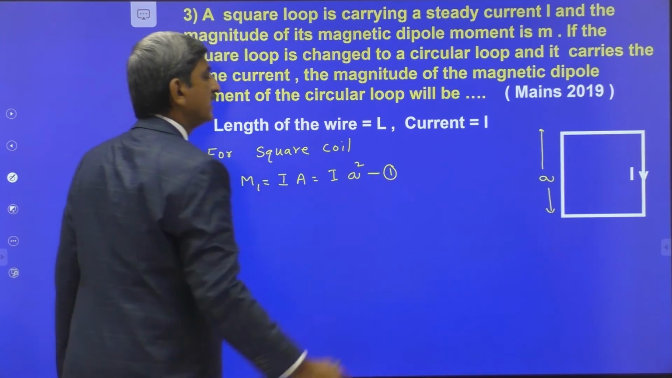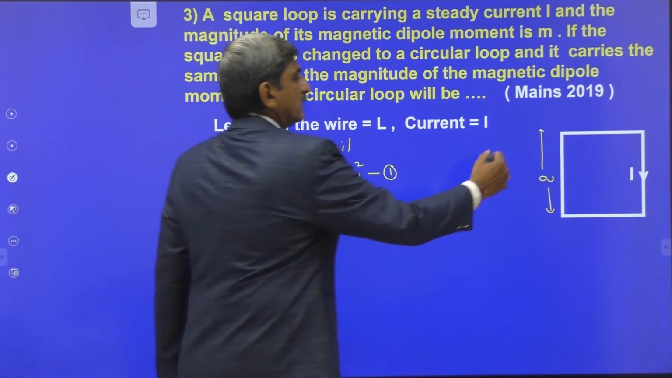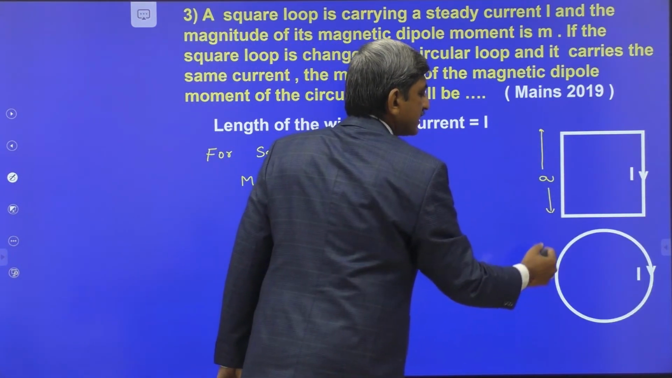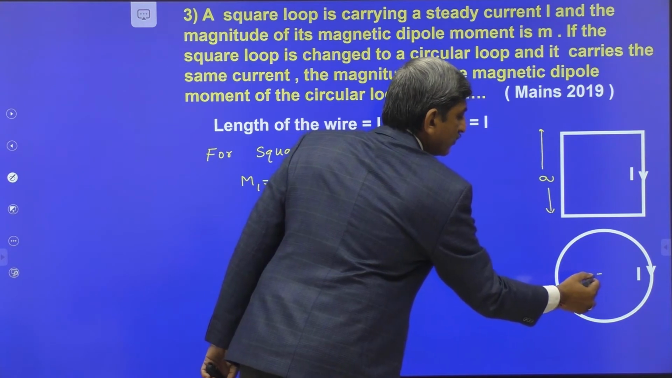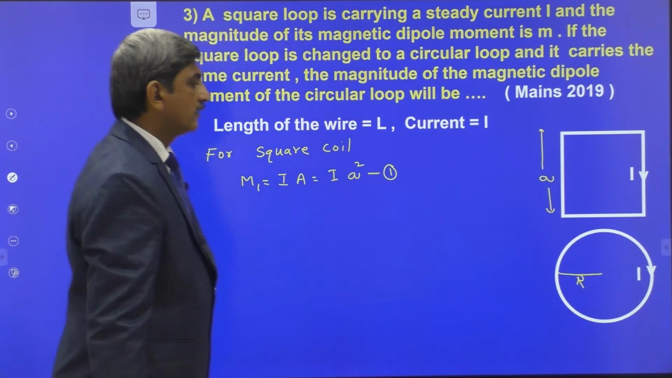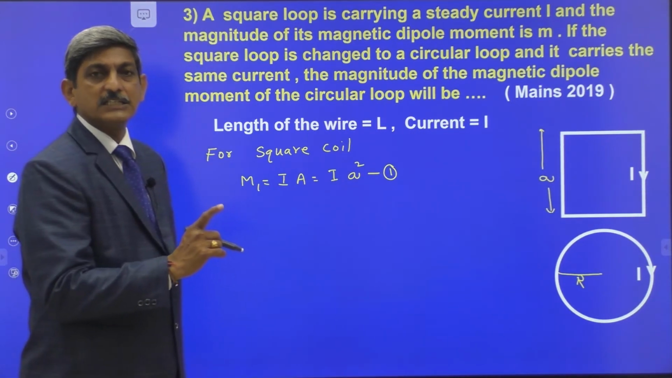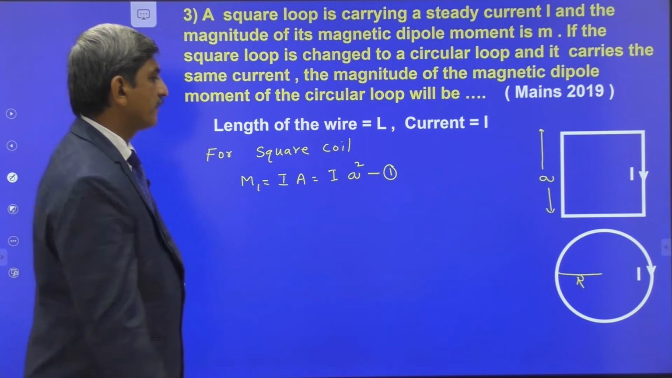Let it be equation number 1. Now, this square coil is modified into a circular coil like this, whose radius is equal to R. For the circular coil, first of all, let us calculate the radius of the coil.